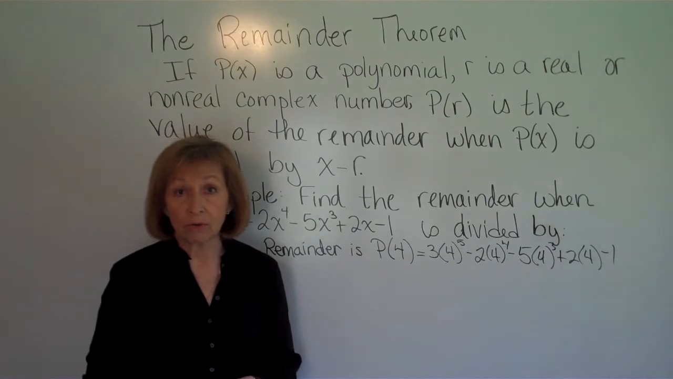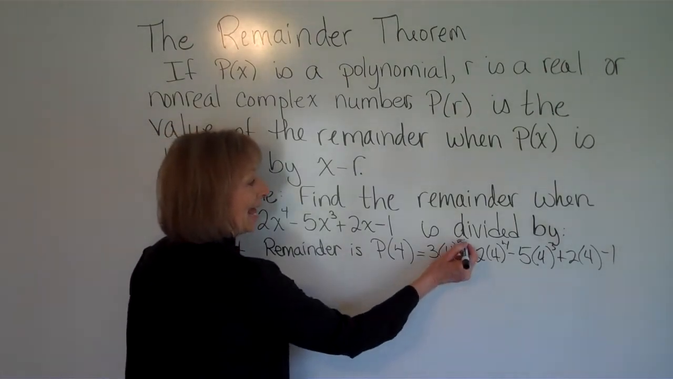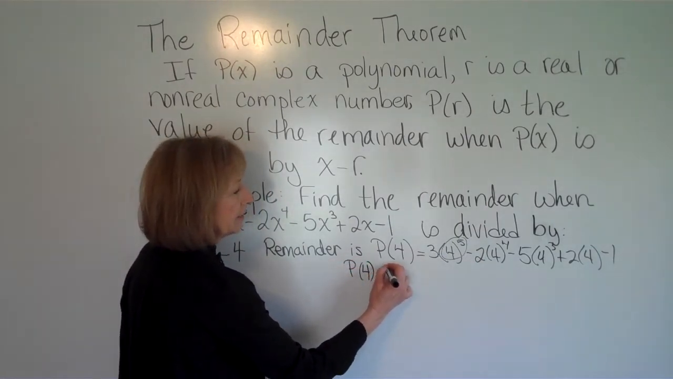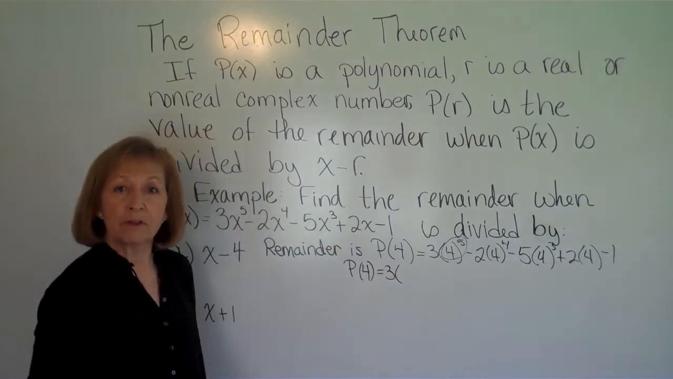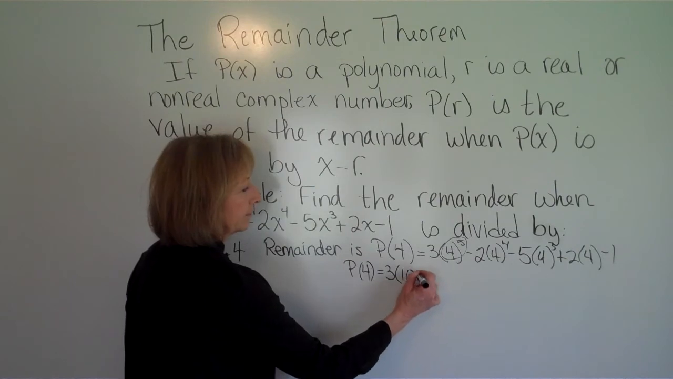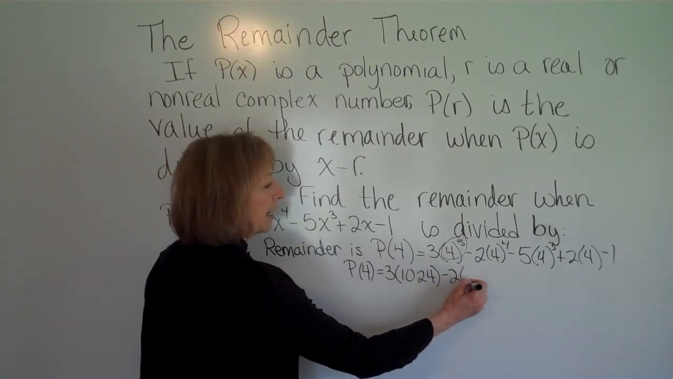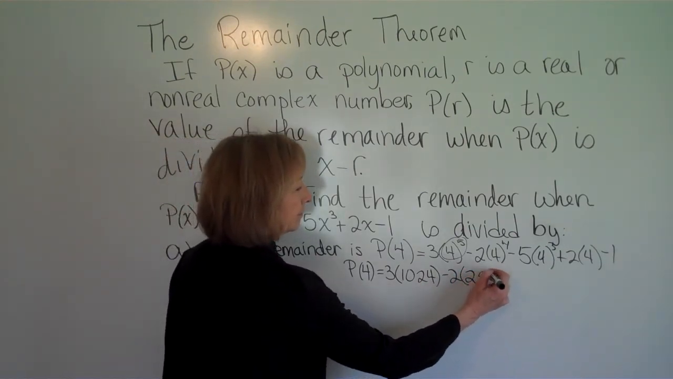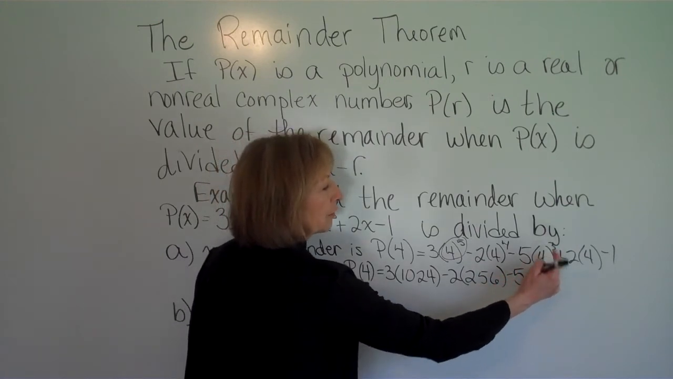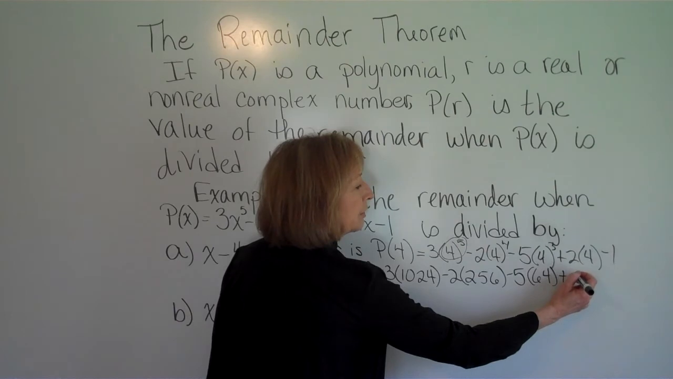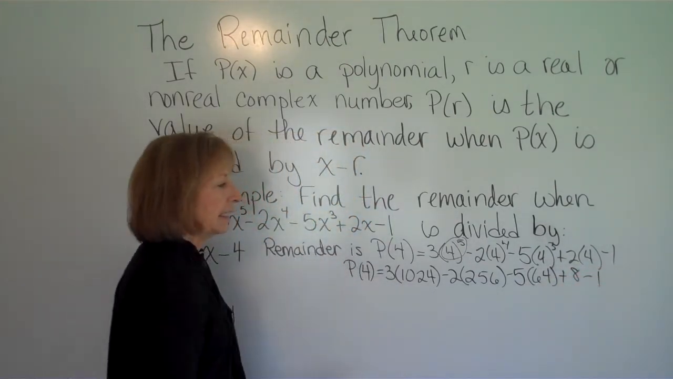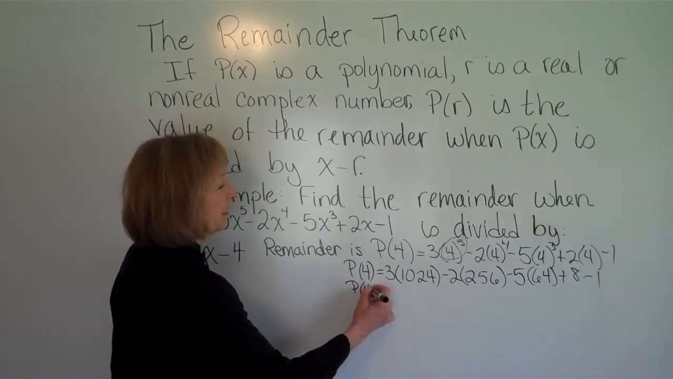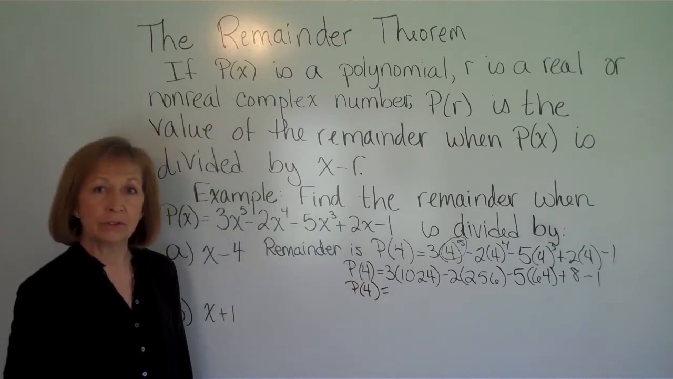Now remember, we need to do our order of operations with this. So you need to do the exponents before you do the multiplication. So p of 4 is 3 times, well, 4 to the fifth power is 1024, minus 2 times, 4 to the fourth power is 256, minus 5 times 4 to the third power is 64, plus 2 times 4 is 8, and then minus 1. And then when you do these multiplications and then combine, you'll get p of 4 is equal to 2,247.